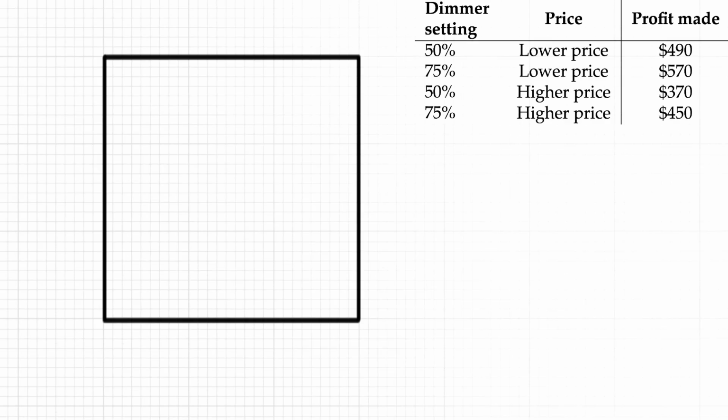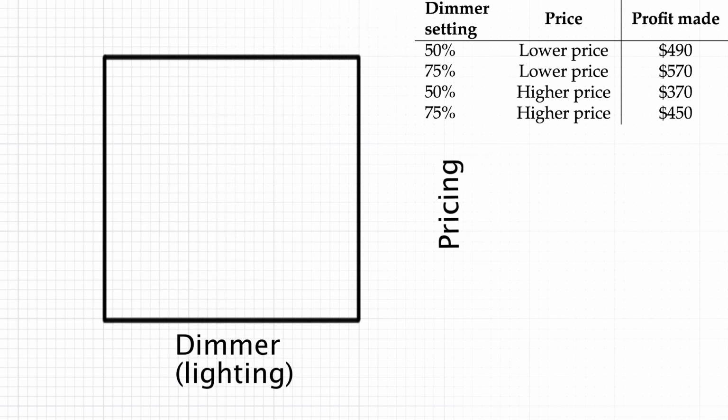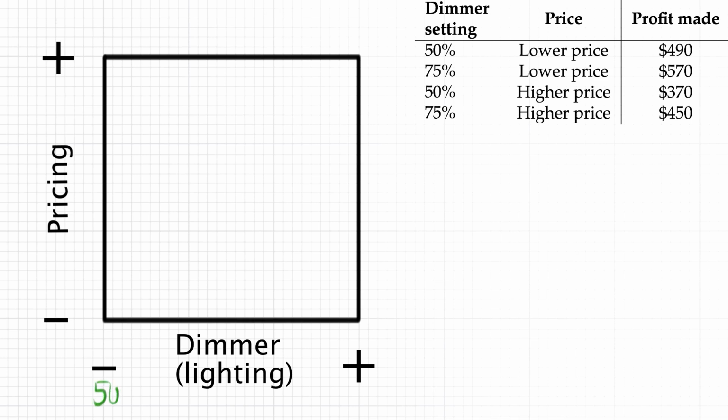Start by drawing a square of the 4 experiments. As before, we have the lighting factor on the horizontal axis and pricing factor on the vertical axis. Next, add a minus sign and a plus sign onto the axes to help indicate the low level and high level. We sometimes also write what the value of the low level and the high levels are.